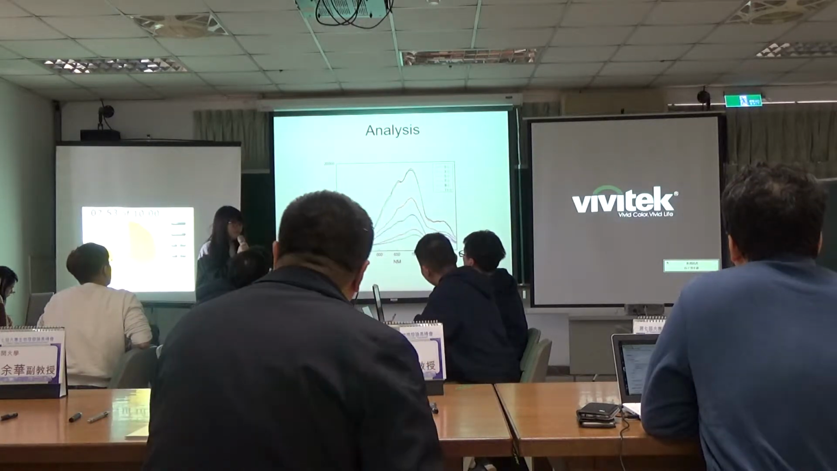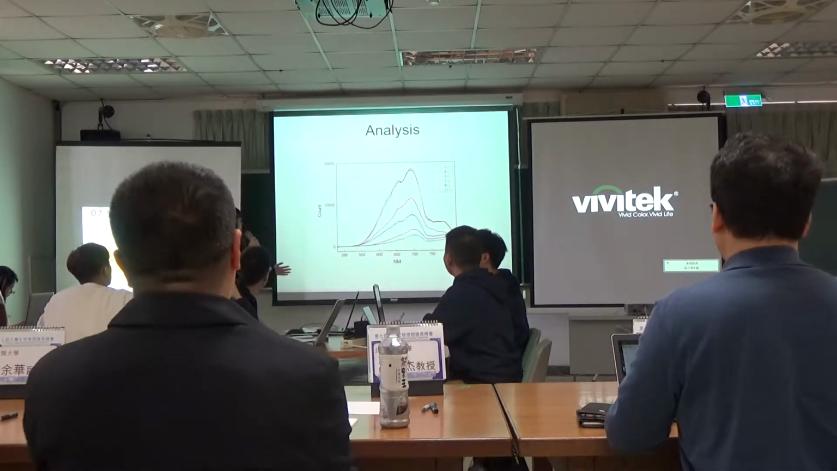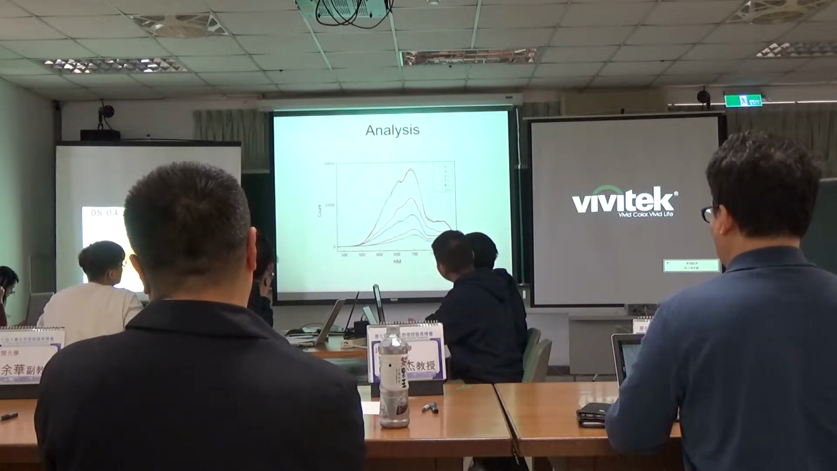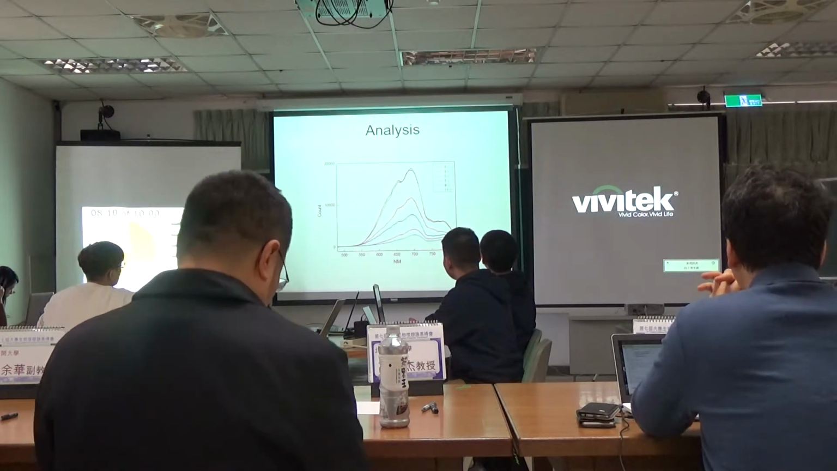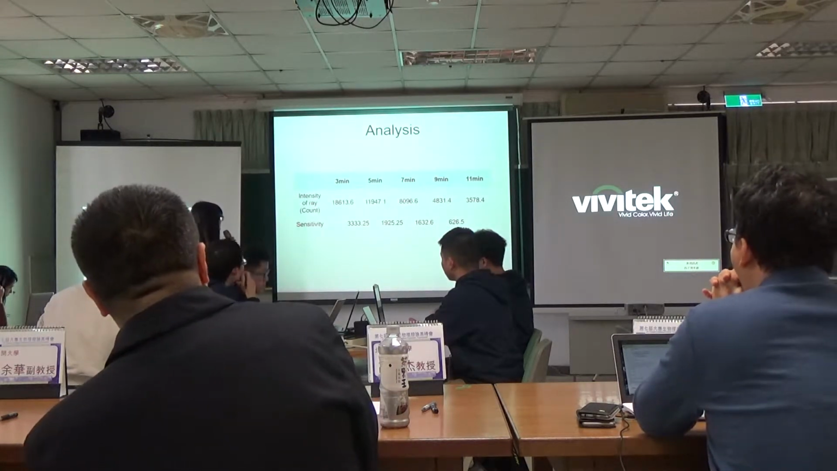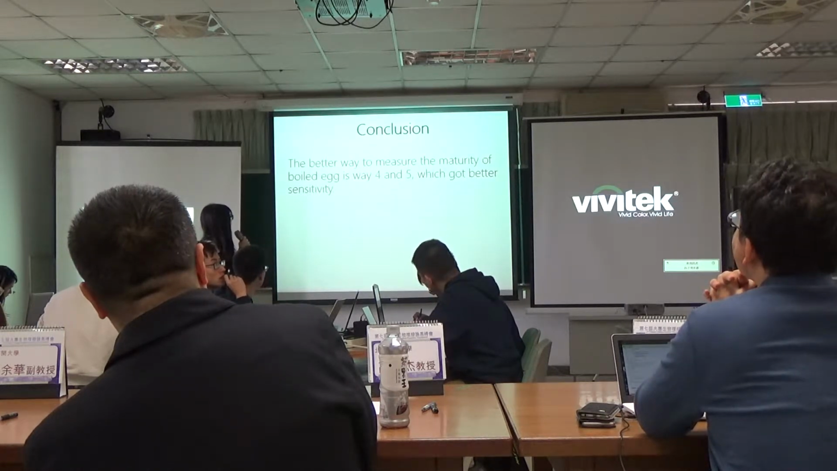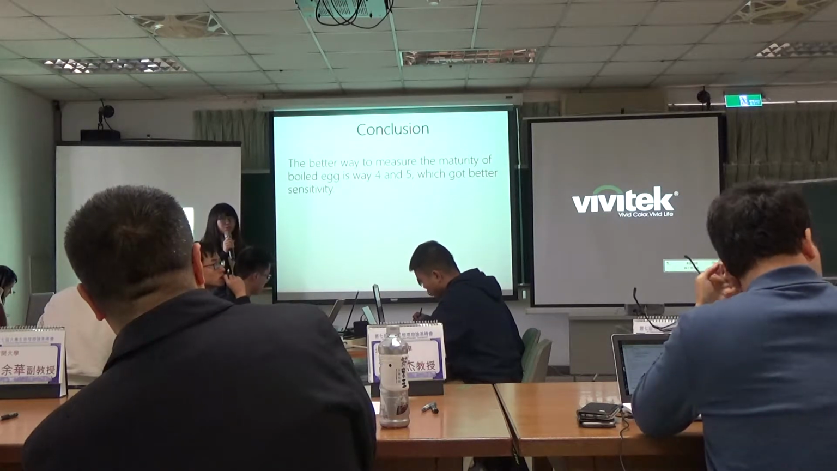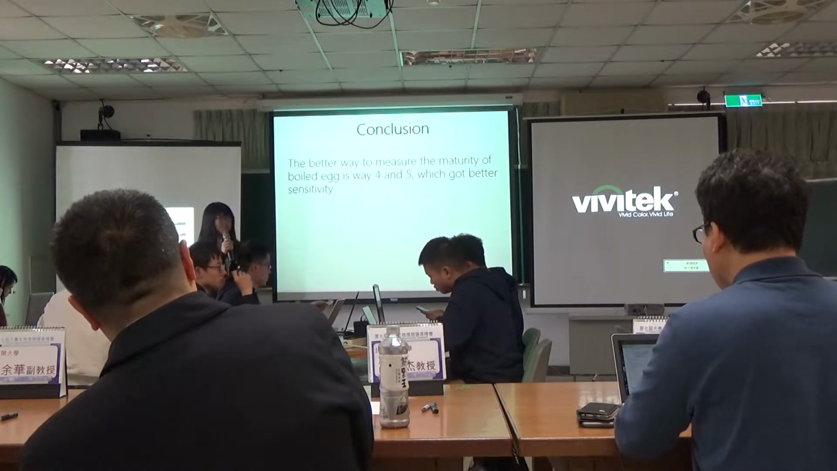So this is our graph. And you can see that at the wavelength of 700 nanometers, you will have a very extraordinary difference between the different maturity of the egg. So the sensitivity is the biggest. And so our conclusion is that using a halogen lamp to measure the maturity of the egg is the best way, which can get the best sensitivity.